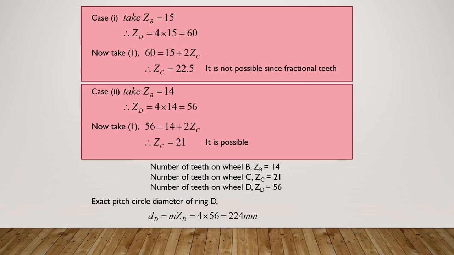Now take this into consideration, we have to calculate the diameter. Go in the reverse order. We have the relation dD is equal to m into ZD. Here m is given in the problem as 4, and 56 is the answer you got here. Substitute that: 224 mm is the exact pitch circle diameter. The approximate value was given as 228, but the exact answer is 224 mm. So this is the final diameter, and the first part of the problem is finished.